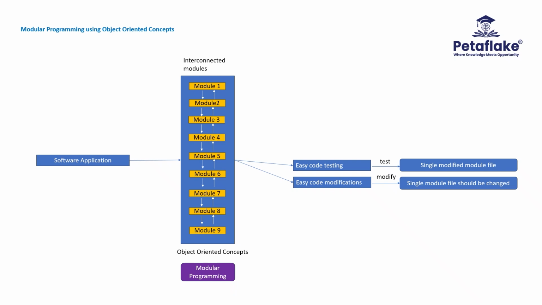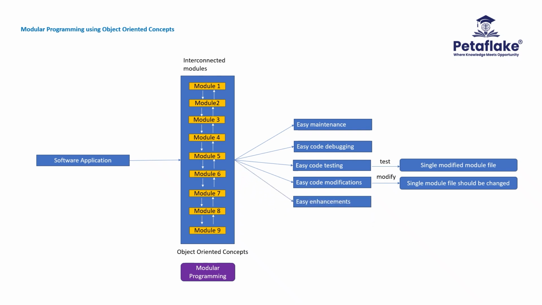The maintenance will be easy for the software application developed using the modules concept. The code debugging or troubleshooting also will be easy for the modular software application in case of any issues found. Enhancements or adding new features to the modular software application will also be easy. Modular programming can be achieved using object-oriented programming concepts only.